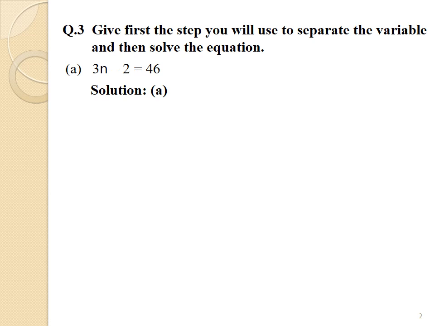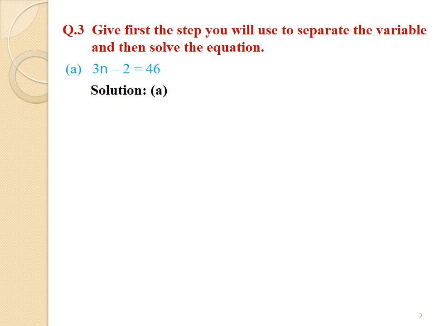Question number 3. Give first the step you will use to separate the variable and then solve the equation. Sum A. 3n minus 2 equals to 46. Students, in this equation, there are two operations. They are multiplication and subtraction. In this equation, n is multiplied by 3 and 2 is subtracted from 3n.